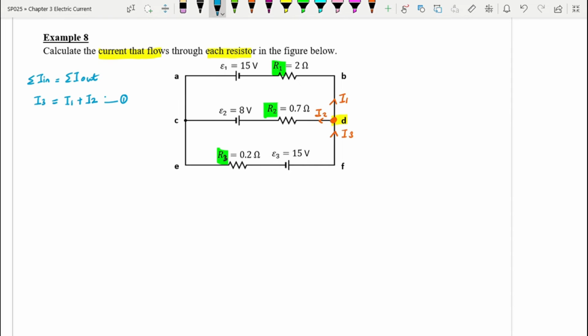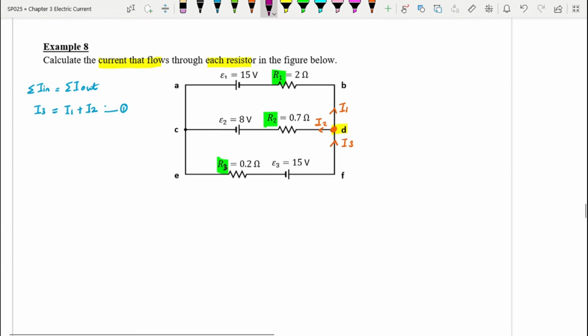Kemudian kita nak buat loop pula. Loop pertama saya nak buat color purple. Loop pertama saya nak follow direction of current, supaya dia jadi banyak positif nanti. So loop saya akan jadi anti-clockwise dalam kes ini. Saya besarkan loop atas sikit. Loop saya akan jadi anti-clockwise. Okay, so ini loop pertama. So loop 1.